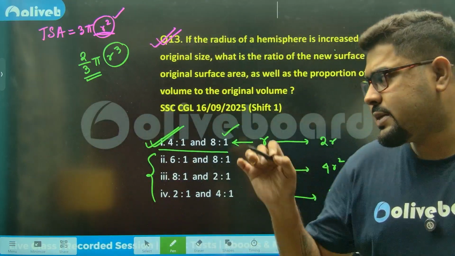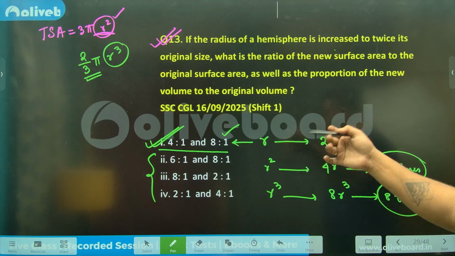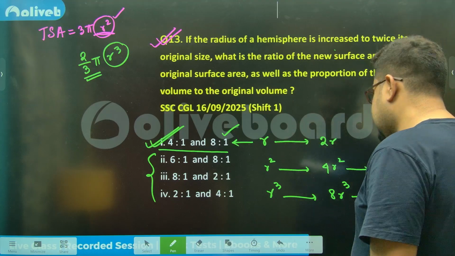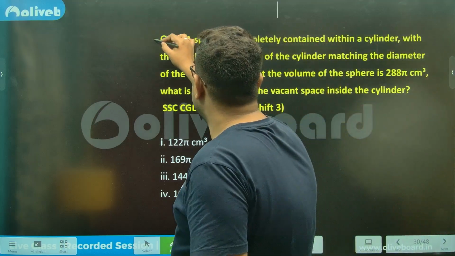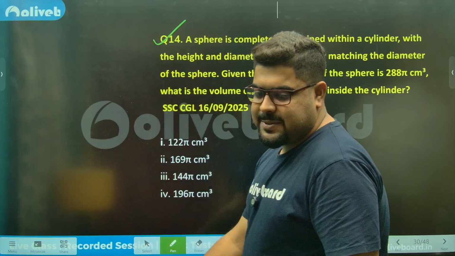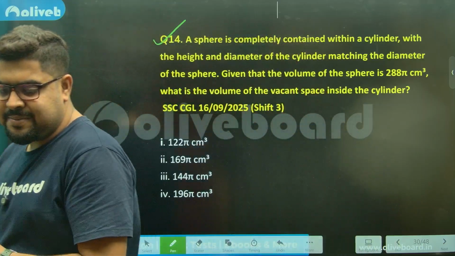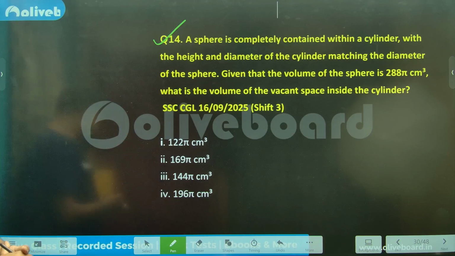Again, in this question you just needed to do one; the second one was matching automatically. Clear, everyone? Moving on to the next one: sphere with a cylinder. Let's see how we can deal with this.